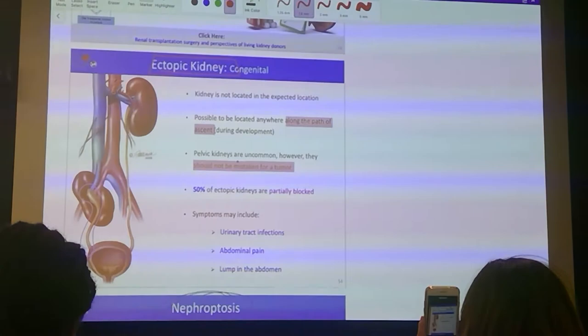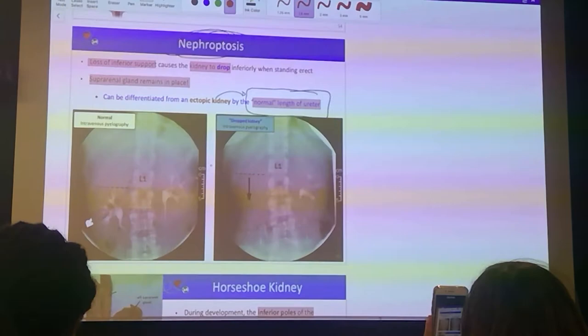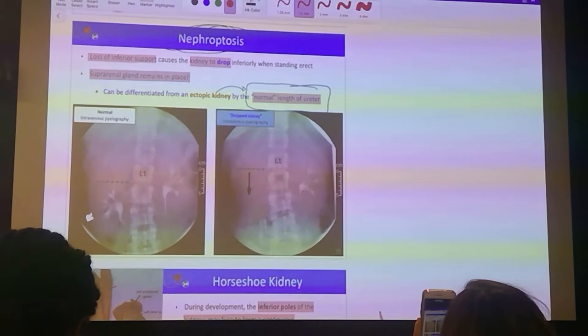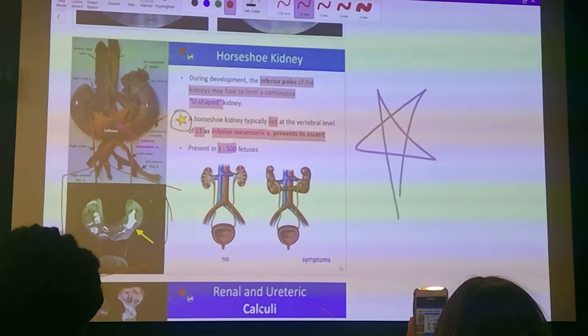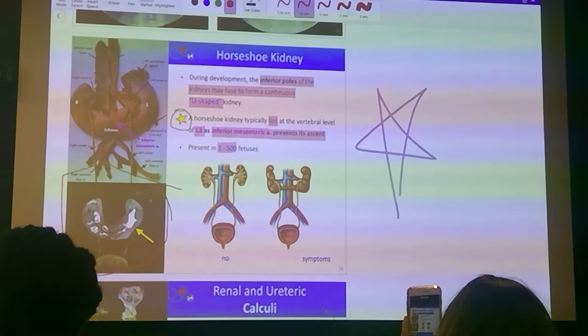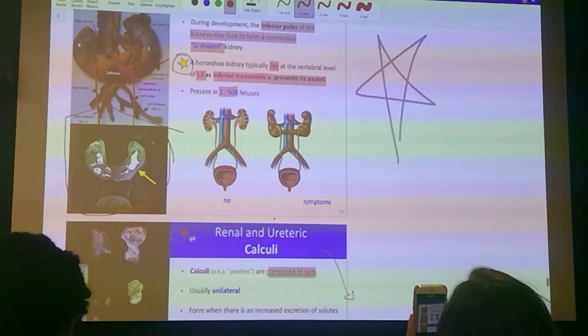Ectopic kidneys are pelvic kidneys. You have to know that the ureters are short, whereas in the dropped kidney, the ureters are normal size. And for horseshoe kidney, it's a failure of the inferior poles of the kidney, they fuse, and then it stops at L3 because the IMA obstructs its progression up.